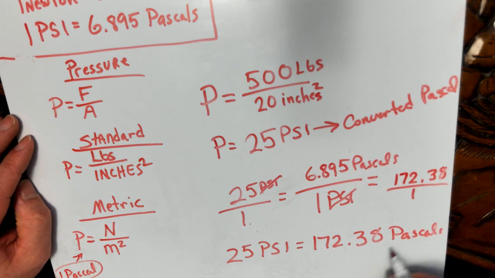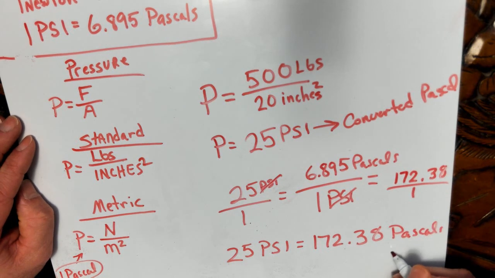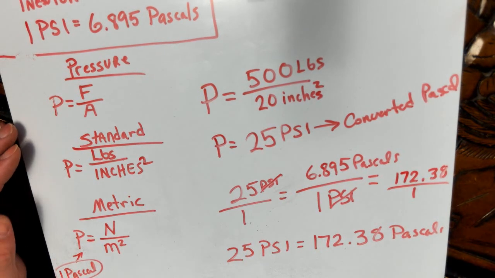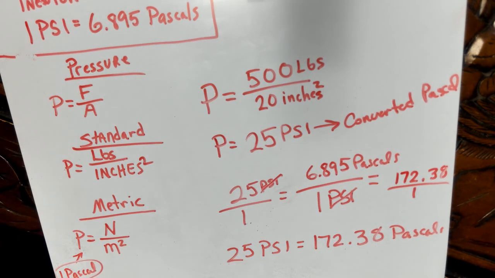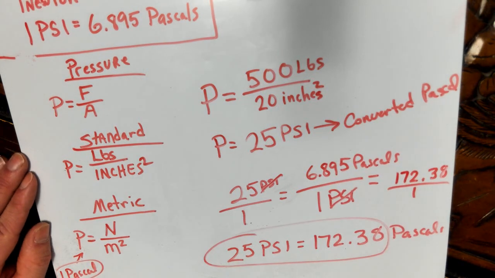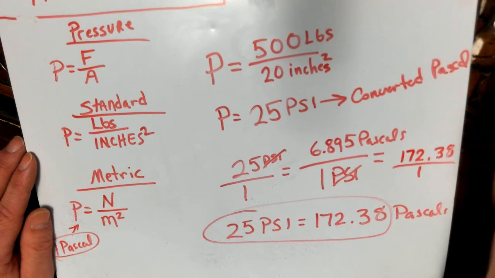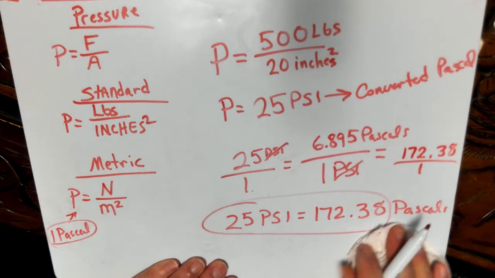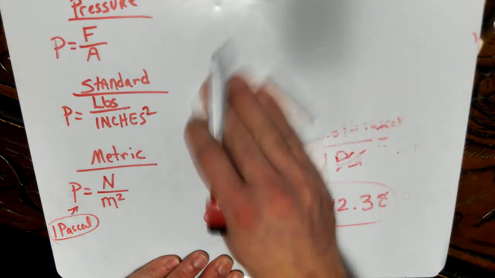Or it's the same equivalent as saying Newton over meter squared. That's what a Pascal is. Okay? So that's that portion of it. Let's do one more while we're in this.